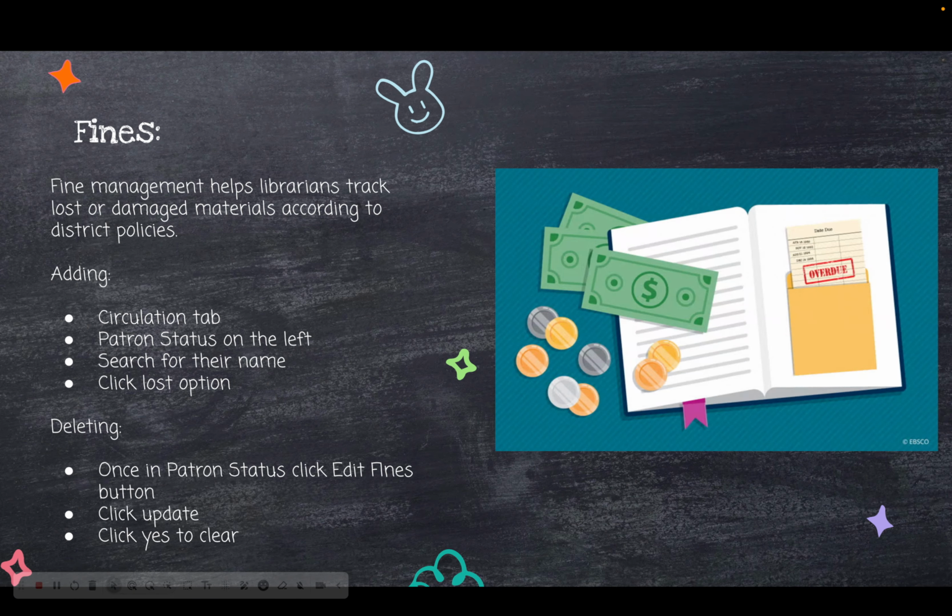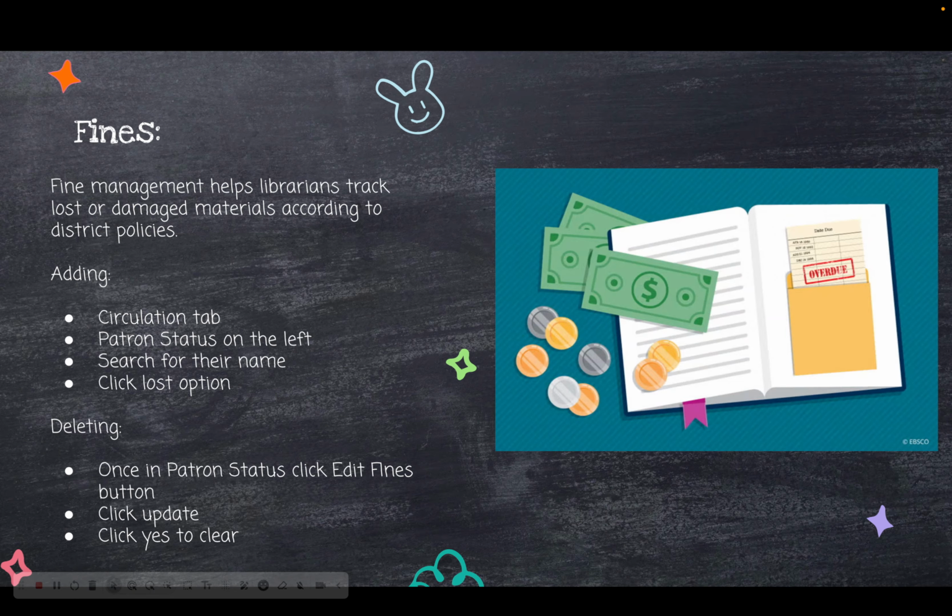Okay, next thing we come to is the fines. We know not every kid turns in their library books, or maybe they come back damaged or lost. And so when we have a fine management system, this is going to help the librarians track the lost or damaged materials, according to the district policies, whatever is set up. So there's a couple things. First, we're going to learn how to add a fine.